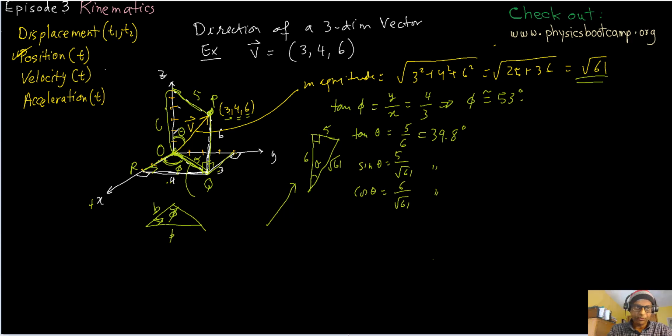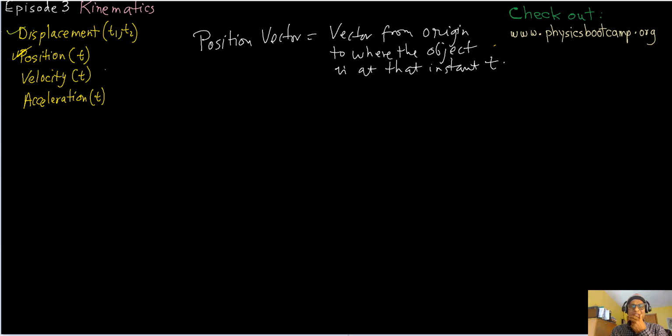All right. So what is the position vector? A position vector is a displacement vector with respect to the origin. Let me illustrate. So for the position vector, the origin is playing a very important role. And it's also only for one instant.